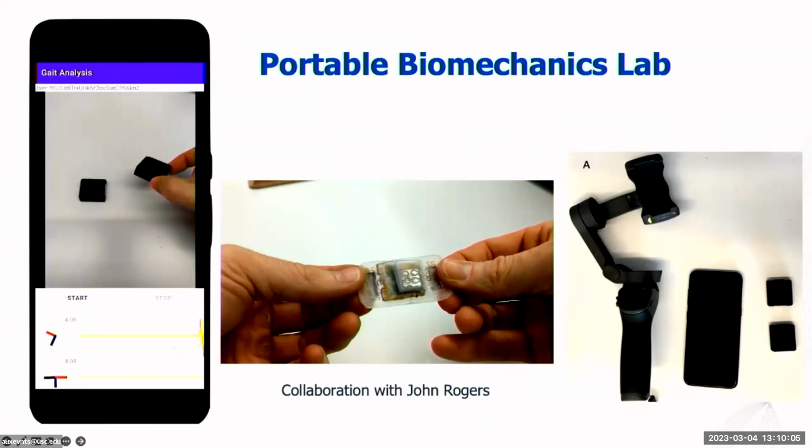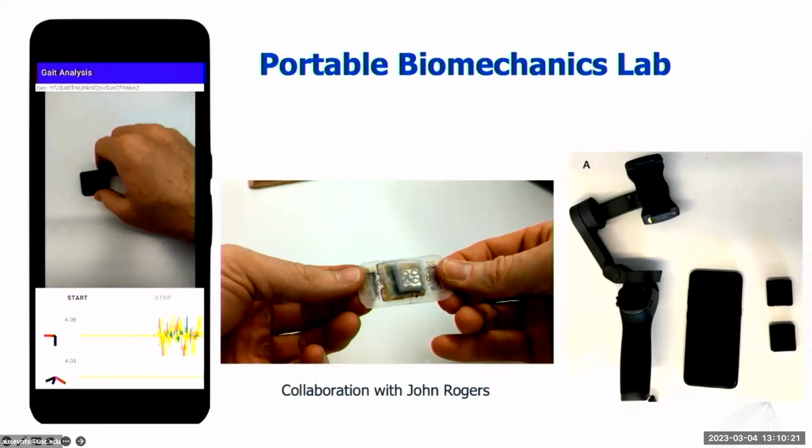Actually, this is what I like to call the portable biomechanics laboratory. I started developing these wearable sensors while I was in residency because I didn't have the funding to buy any of them, and also none of them worked over Bluetooth. So we developed these systems. We can actually now record synchronized video with the wearable sensor data that's streaming over Bluetooth.